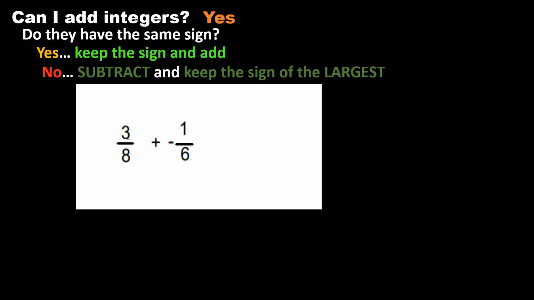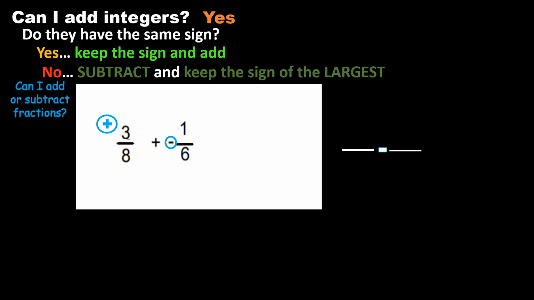So once again, we're doing integer work, so that's what we have to start with. We have to figure out, are we going to be adding or subtracting our numbers? So when I look at my signs, well, 3/8 doesn't have one, so that's the understood positive, and I would go ahead and add it. And then 1/6 is negative, so that tells me I don't have the same sign, so I'm going to end up subtracting my fractions.